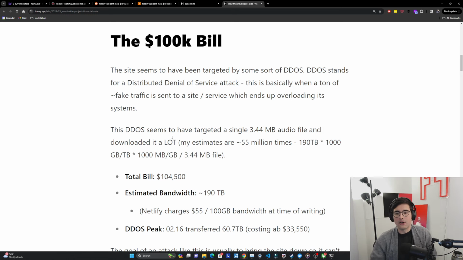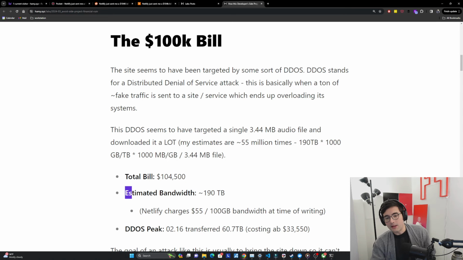My estimate is that it was downloaded maybe 55 million times. This is assuming that everything is only egress cost, and that they only targeted this one file. But somehow a file of this size is basically equivalent to this file being downloaded 55 million times in this month. And so when you look at this bill, basically it was $104,500.